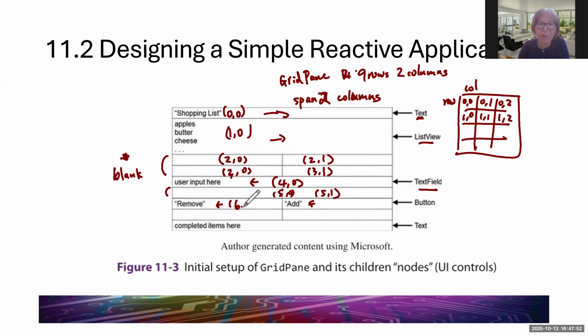So this button is 6, 0. This is 6, 1. Then blank. And the last one is text. So this is 7, oh, this is 8, 0. We have 8 rows. So for grid pane, it's nice as you already divide the layout into a grid, and then it's very organized. You can put the controls in the corresponding cell. Okay, so that's the first one.